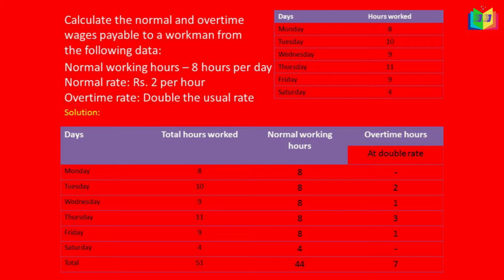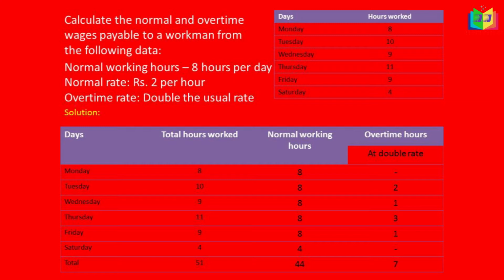For Tuesday the hours worked is 10 and the normal working hours is 8, so the overtime is 2 hours. Next, Wednesday total hours worked is 9 and normal working hours is 8, so the overtime is 1 hour. On Thursday it's 11 hours worked and normal working hours is 8, so the overtime here is 3. On Friday hours worked is 9 and normal working hours is 8, so the overtime hours is 1.